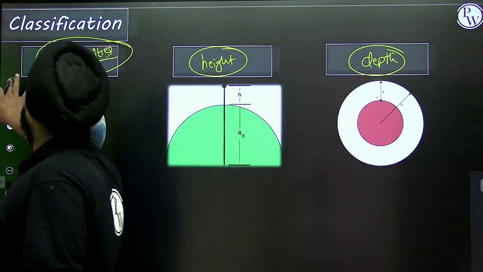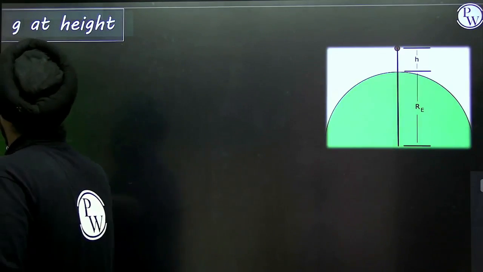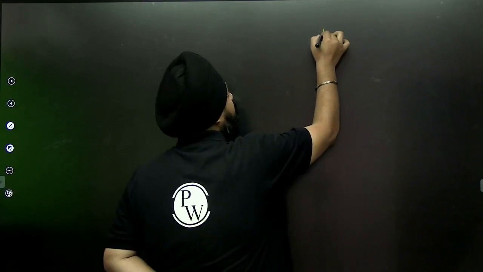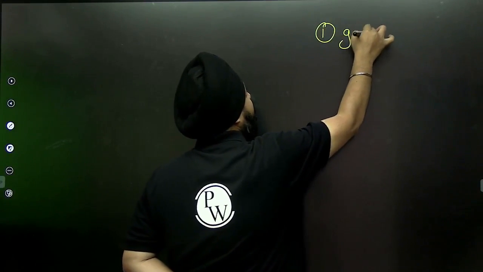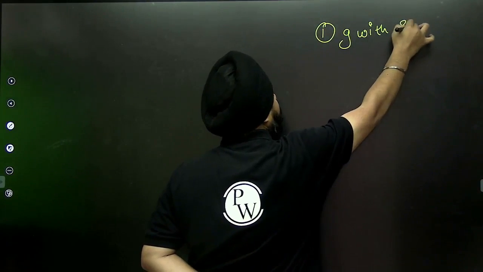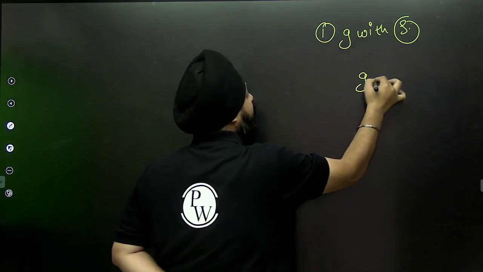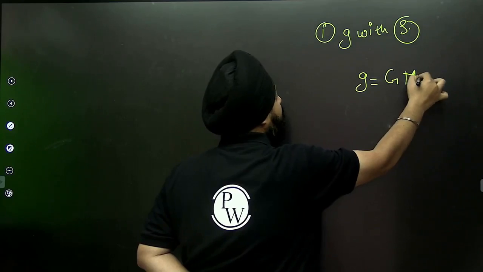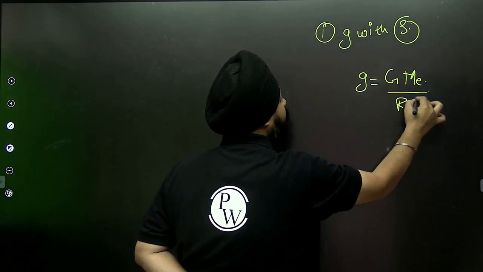Let's see this. What is the formula of g? First, g with densities. g is equal to capital G times the mass of Earth divided by the radius of Earth square.